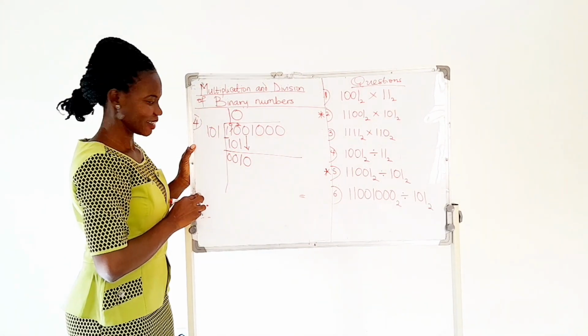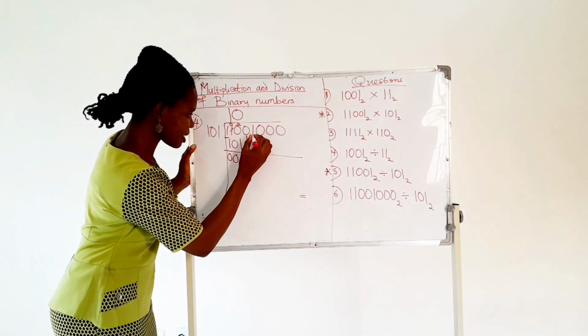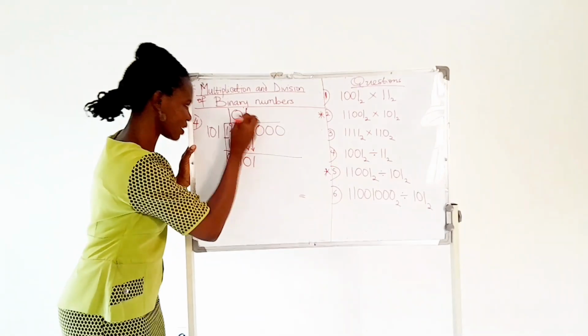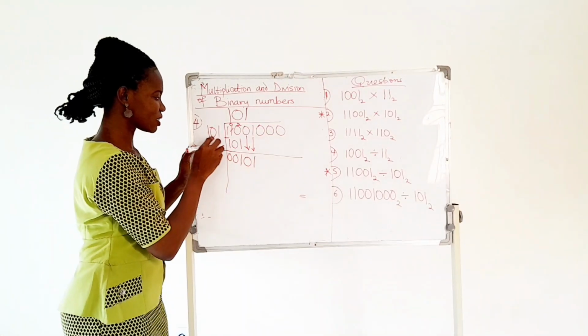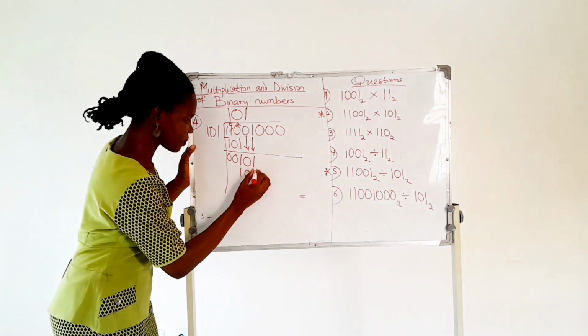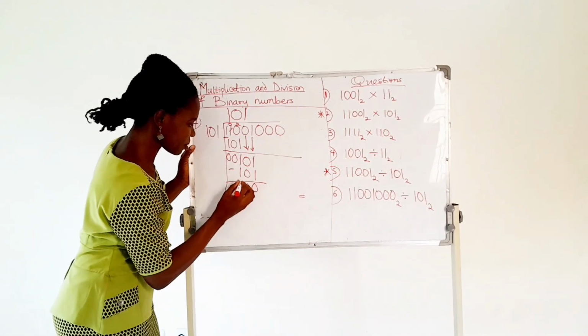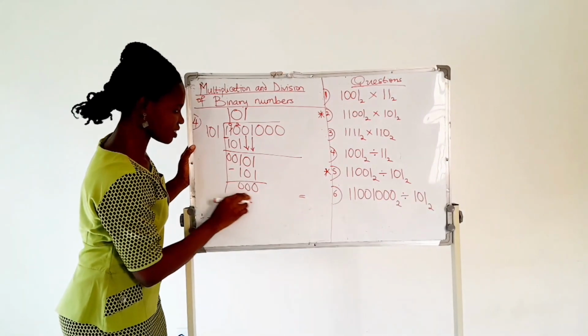Is that clear? So I can now ask the neighbor, please can you come down? To come down 1. So I have 1, 0, 1. Can 1, 0, 1 go in 1, 0, 1? Yes. So I'll put 1. 1 times 1, 0, 1 is 1, 0, 1. So let's subtract. When you subtract this is 0, 0, 0.